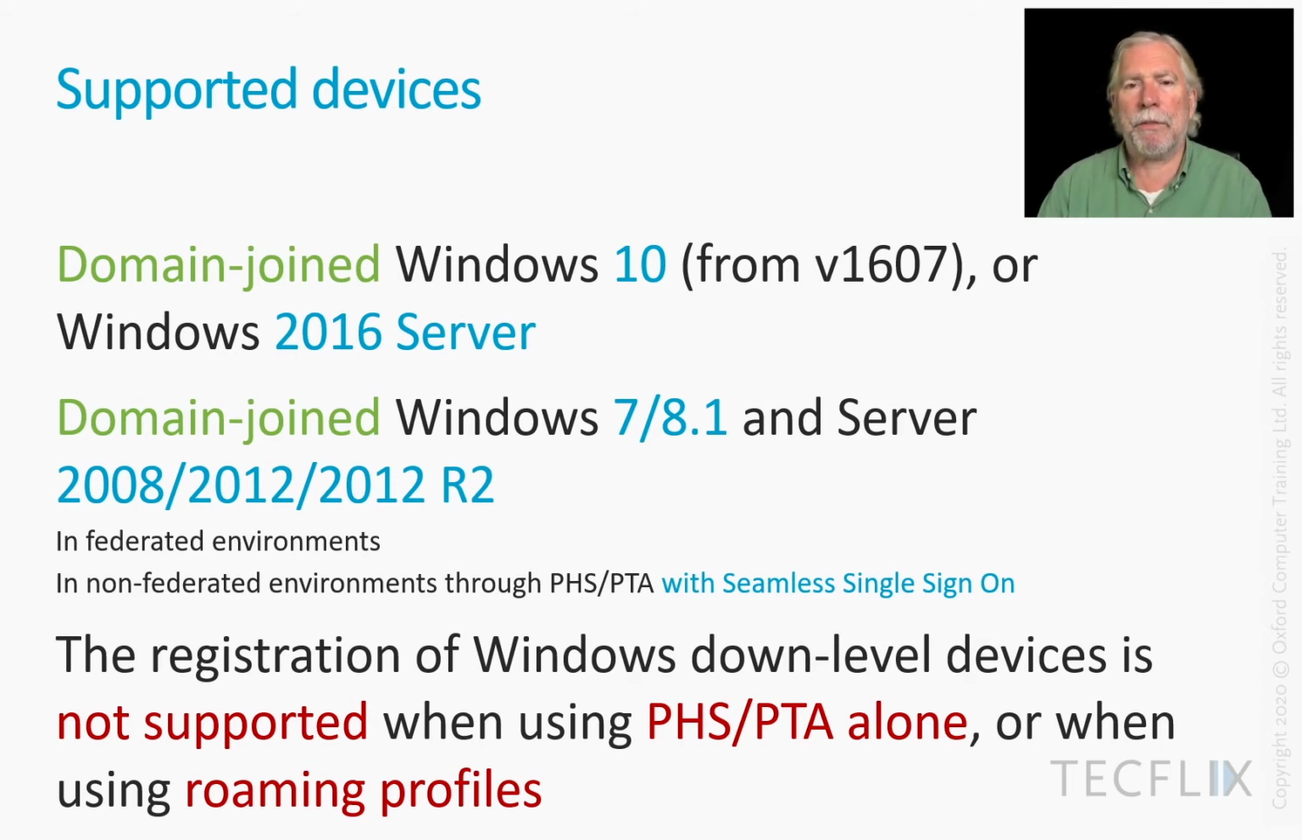So the assumption is that if you're in a non-federated environment using one of the managed authentication methods, that is either PHS or PTA, which we talked about a lot in this course, with seamless single sign-on. So just to be quite clear, the registration of Windows down-level devices is not supported if you're using PHS or PTA alone, only if you're using seamless single sign-on, and also not supported when using roaming profiles as it happens.